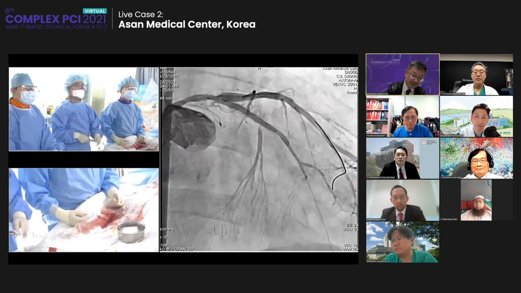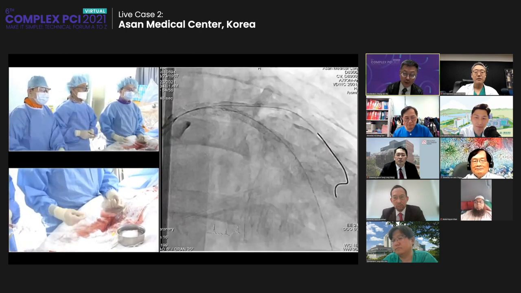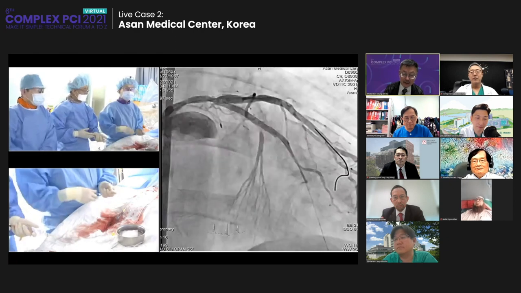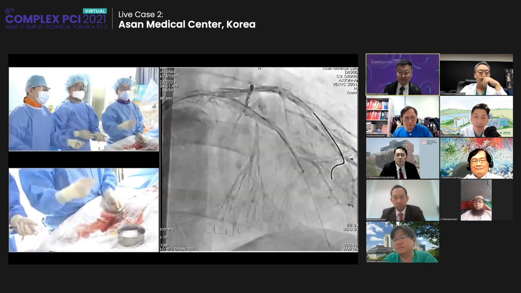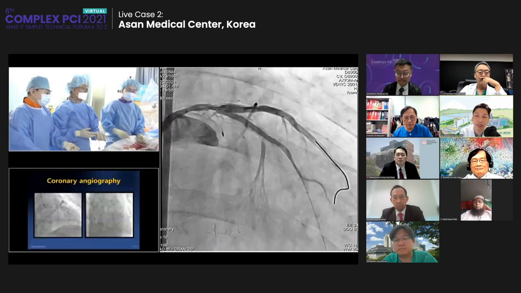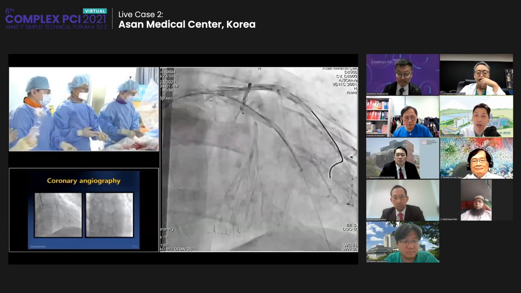So for this, sometimes we use a small balloon, maybe 2.0, and just dilate gently. Beyond that, the flow is very weak, at the same position. We already injected the nitro. I checked the angio again after nitro.